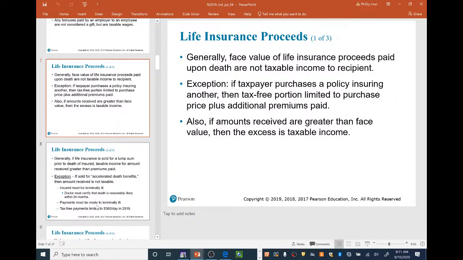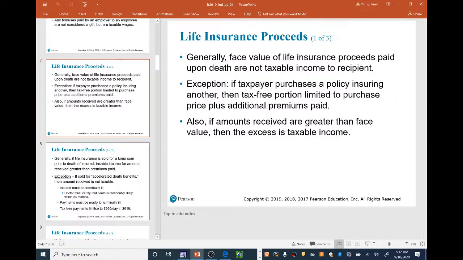If instead of receiving the proceeds in a lump sum, assume that the son receives $120,000 a year for 10 years. The excess of the 1.2 million received over the million, which is the face amount, 200,000, will be taxable interest on a straight line basis over a 10-year period. So the difference, not the million, but the 200,000, will be taxed as interest on a straight line basis over 10 years.